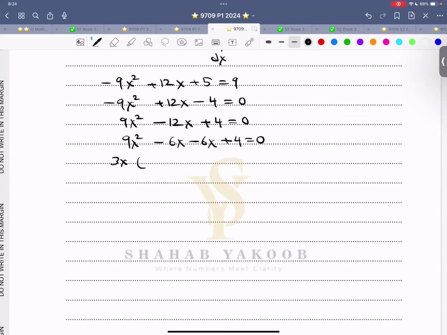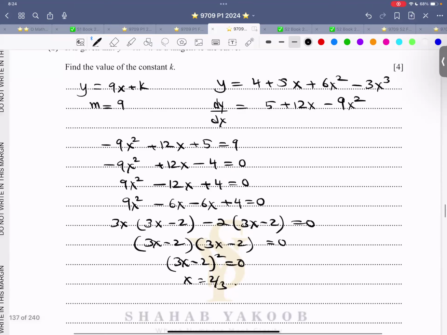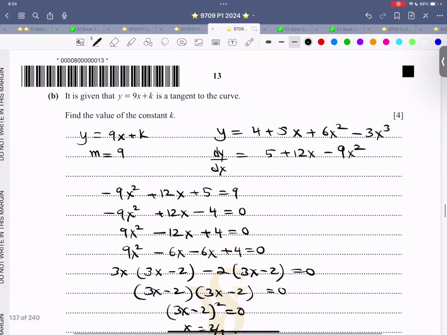3x minus 2, 3x minus 2 equals 0. Therefore, 3x minus 2 whole square is equal to 0. Therefore, x is 2/3. Okay, so at one point, it's tangent.